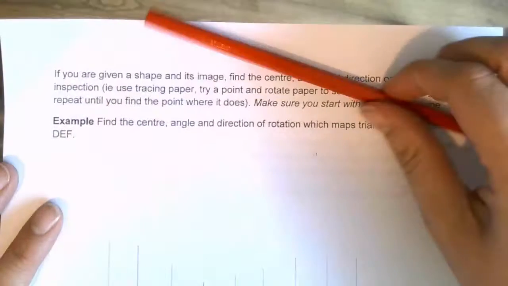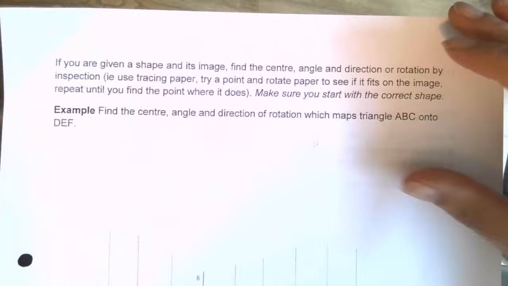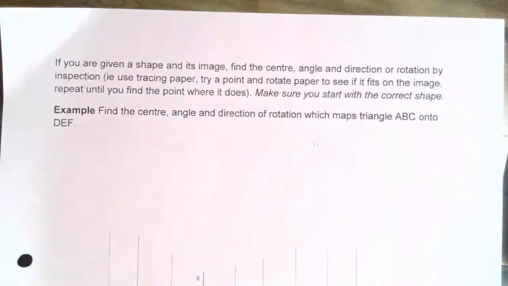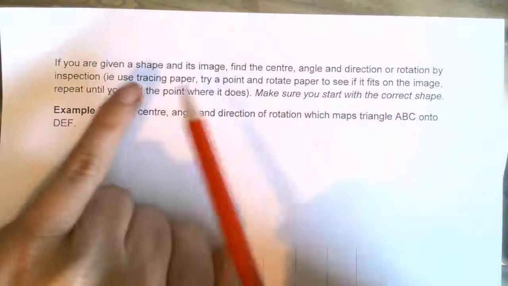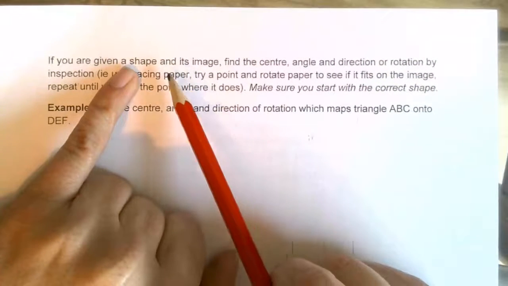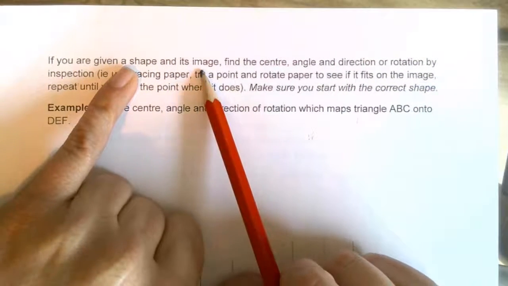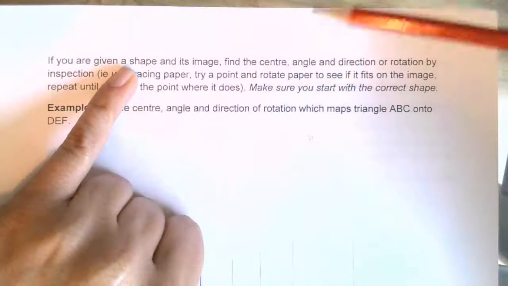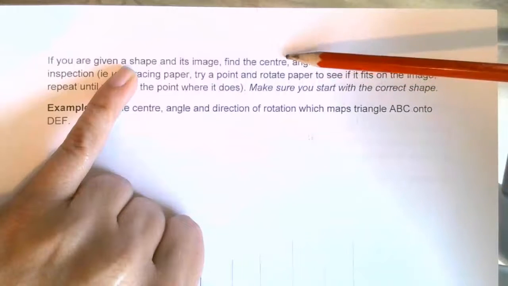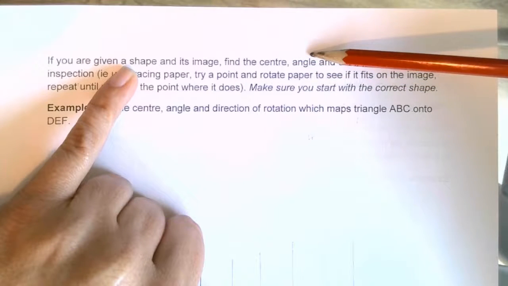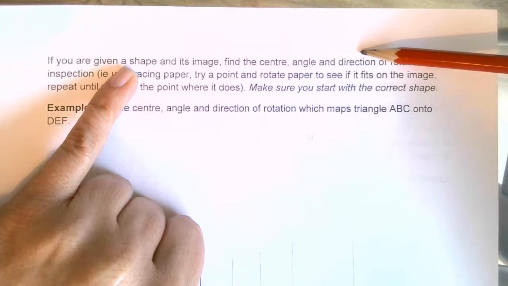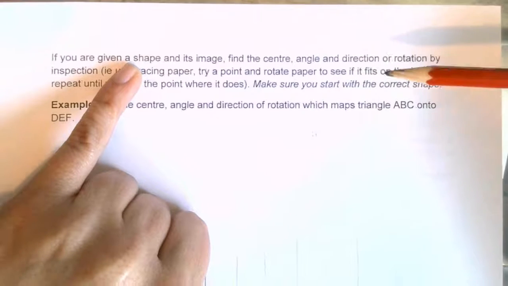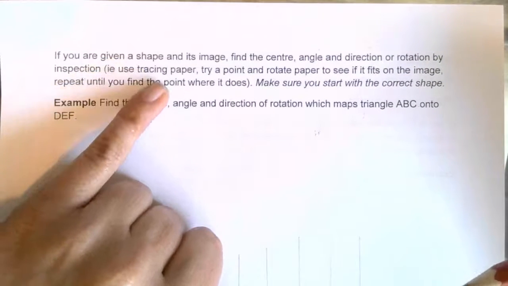Right. So we're still on rotations here, but this time the work that we're going to be doing is if they give you the shape and then the new version of the shape, which we call the image, and then they might ask you to find where the center of rotation is, what angle it has been rotated through, and then what direction it has been rotated. So the direction would always be clockwise or anti-clockwise, right?